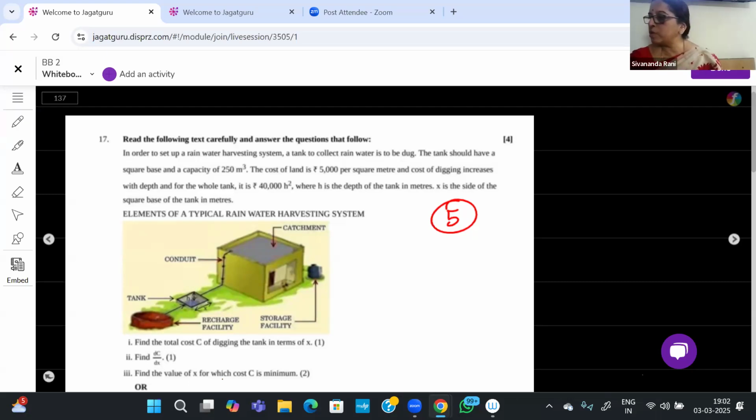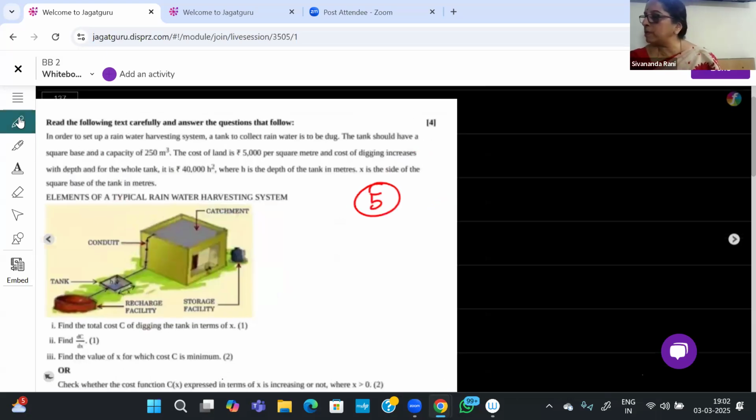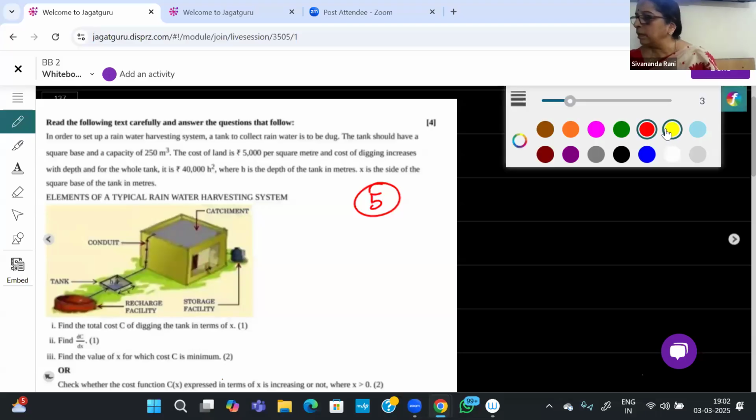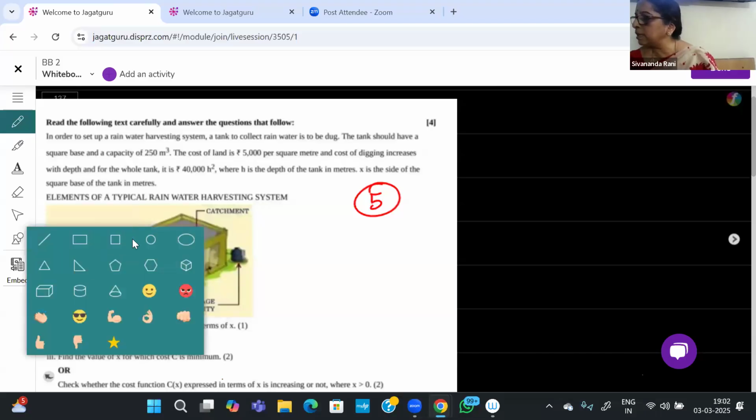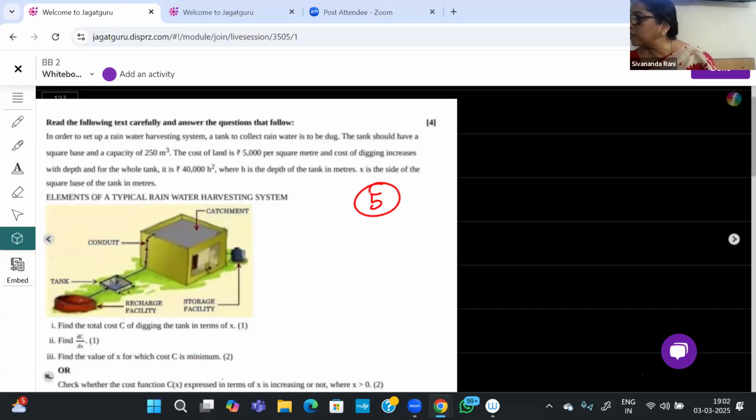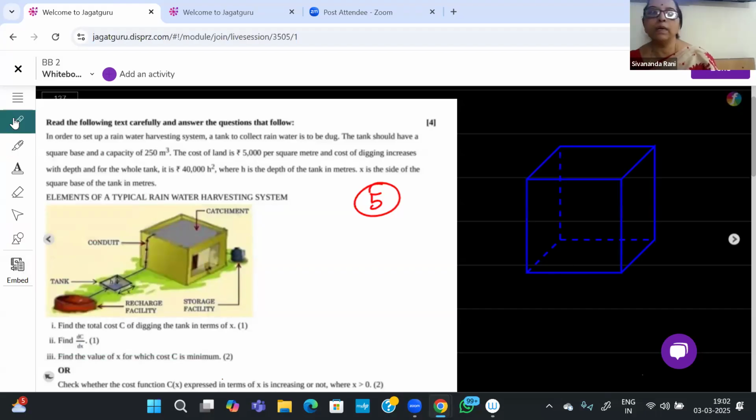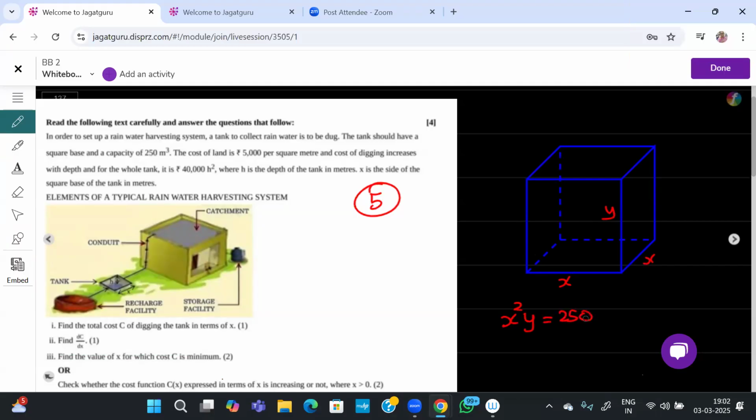Time is up. I'm sure you would have thought about the problem. So let us construct the cost function. We have got a tank which is to be square based, right? Did you all take it as x into x, and then height is some y? So how many of you realize that x square y is 250? Yeah, volume is 250, right?